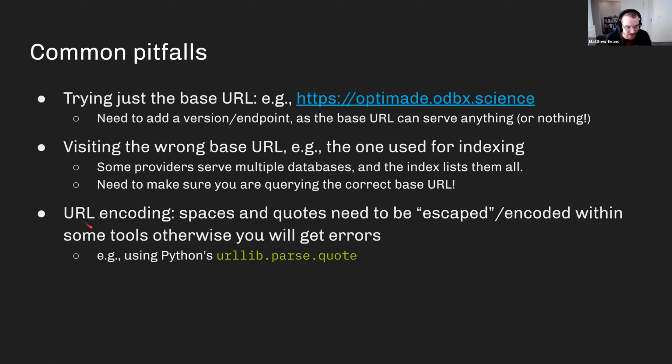And then the final pitfall is URL encoding. If you're using a simple tool, you might need to escape, or properly encode, quotes and spaces in your URL. For example, you can do this in Python with the standard library urllib.parse.quote, or just use a tool that does that for you.